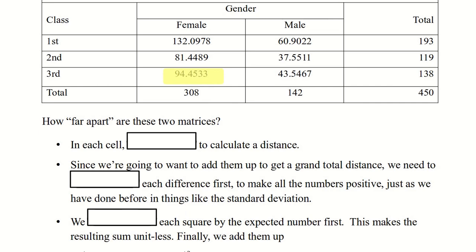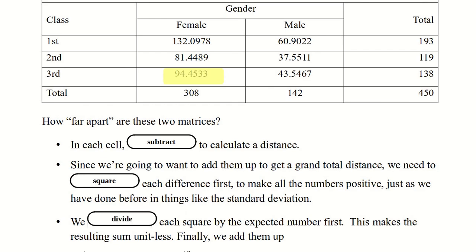So we're interested in how far apart they are. That is the difference in those two amounts. So we're going to subtract. So for each cell, we subtract the calculated or the expected counts from the observed counts. Now again, we want to be able to add these up, and those differences could be positive or negative. So just like the standard deviation, we need to square each one first to make all the numbers positive.